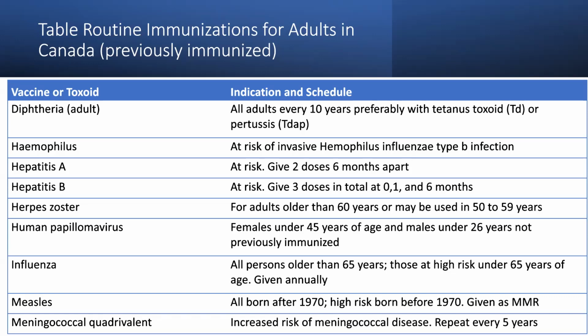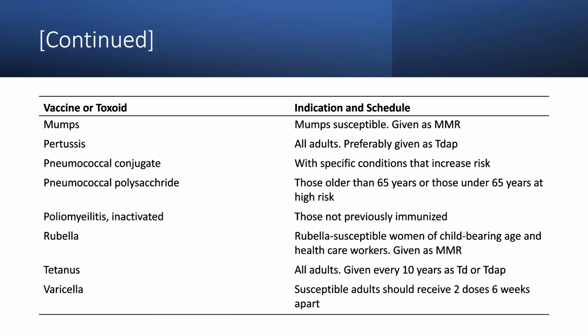Measles: all born after 1970, and high risk born before 1970, given as MMR. Then meningococcal quadrivalent, for increased risk of meningococcal disease, repeated every 5 years. Mumps: if the person is susceptible, given as MMR. Pertussis: all adults, preferably given as DTaP. Pneumococcal conjugate, with specific conditions that increase the risk.